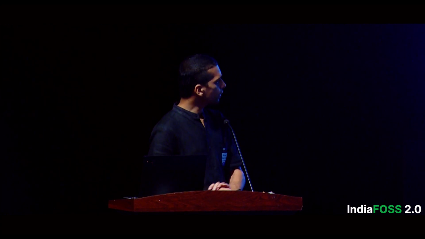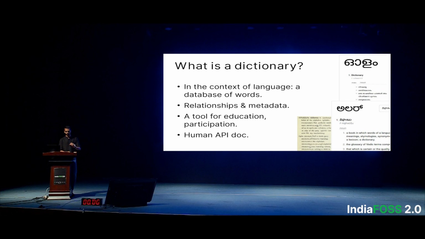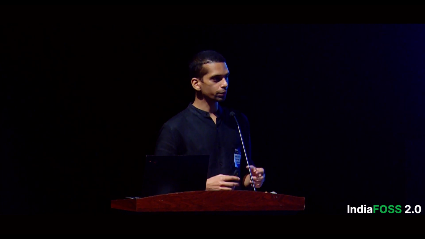So, what really is a dictionary? It's a commonplace object. Everybody has a dictionary at home, a small little pocket dictionary and whatnot. In the context of language specifically, it's a word list. It's a lexicon. It's a database of words, and depending on the kind of dictionary, it also has relationships, metadata, and whatnot. A general purpose dictionary will have examples of usage and metadata on grammar, lots of things. If you think of it from a very abstract perspective, it's like an API documentation for human communication.